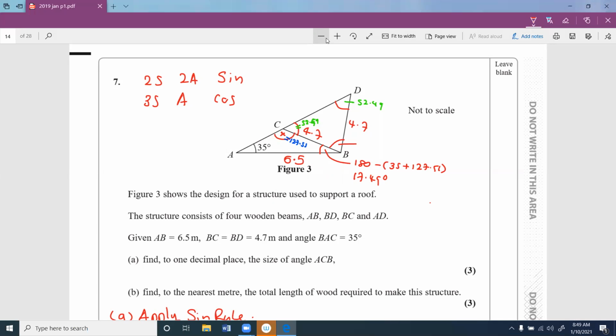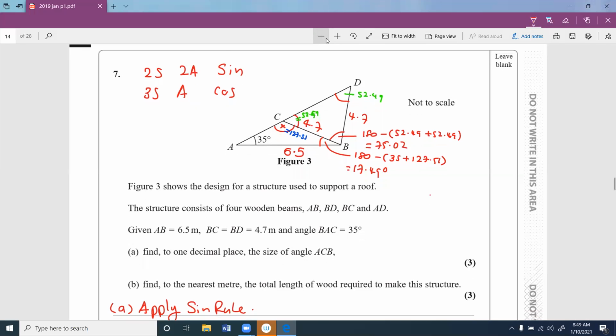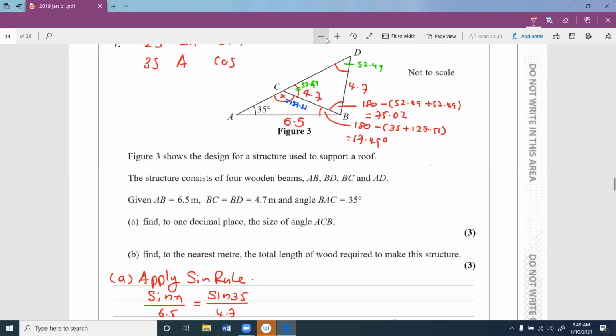And I can find this angle as well. How do you find it? 180 minus (52.49 plus 52.49). That is turned up to 75.02. 75.02, right? Then in this triangle, what is the total angle?